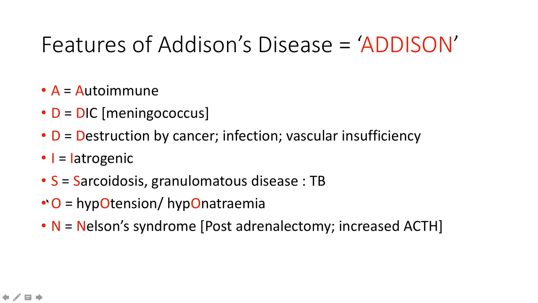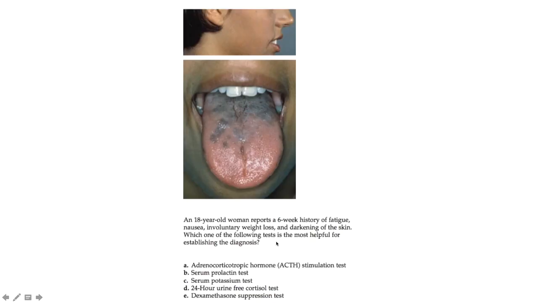O speaks to hypotension, hyponatremia, so put a misnomer there with the O, because the O is actually in the middle of the word, not at the beginning. And N speaks to Nelson syndrome, which happens post-adrenalectomy with increased ACTH production. All right, so we know those deals right there.